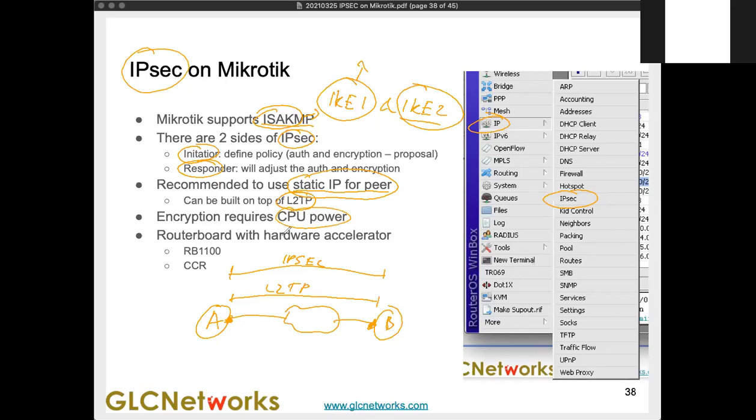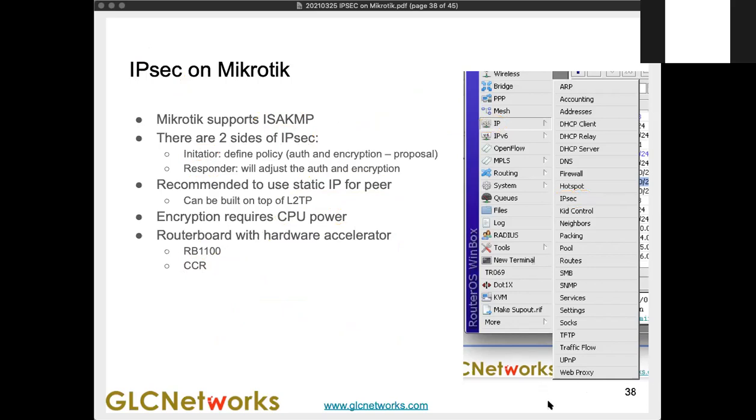The encryption requires CPU power. So that's why it's recommended if you use hardware with a security accelerator, like RB1100 or CCR. CCR must have a hardware accelerator. All right.